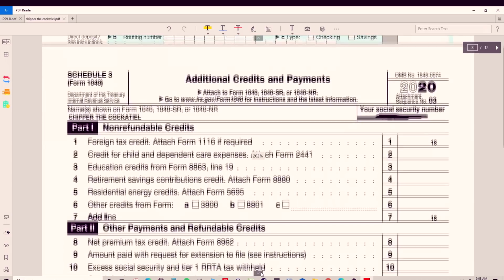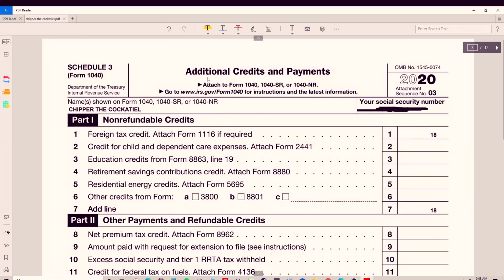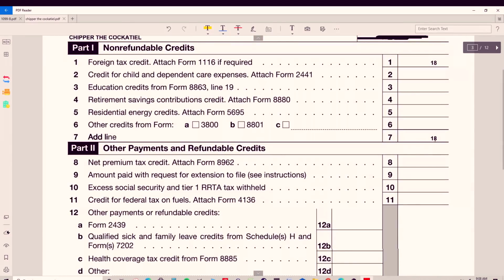It's Schedule 3, I think. Schedule 3 is where this comes through. And you might have to attach Form 1116 if you're required to, depending upon what your investment circumstances are. The $18 here is going to give you a tax credit.